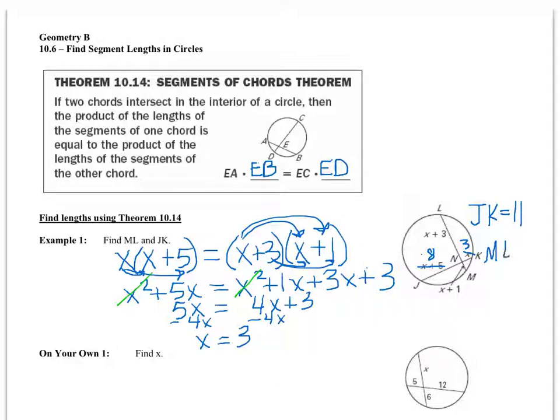And then for ML, well, 3 plus 3 is going to be 6. And then 3 plus 1 is going to be 4. 6 plus 4 is 10. So I answered the question.